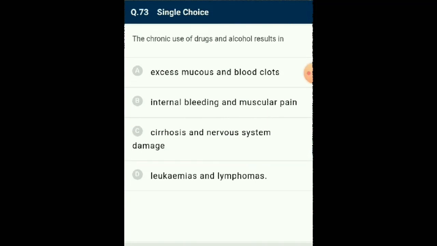Question number 73. The chronic use of drugs and alcohol during adolescence may produce long-term effects. It could lead to heavy consumption in adulthood. The chronic or excessive use of these addictive drugs and alcohol damages the nervous system and liver and causes cirrhosis. These drugs and alcohol also produce other harmful effects. So the answer for this question is option C, cirrhosis and nervous system damage.